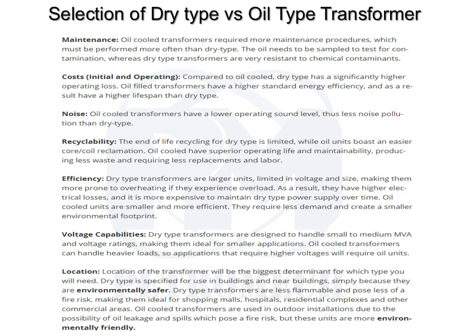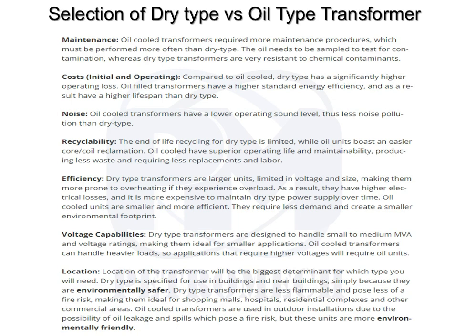Next would be recyclability. Definitely, as we say, we need to recycle our products, so we have to see it from the environment point of view as well. The end of life recycling for dry type is limited, while oil units boast easier core and coil reclamation. Oil could have superior operating life and maintainability, producing less waste and requiring fewer replacements and less labor.